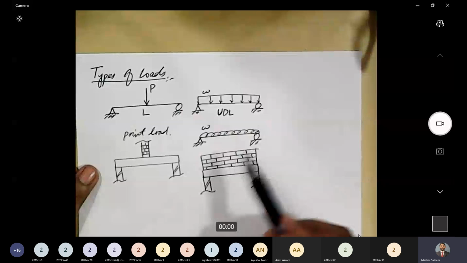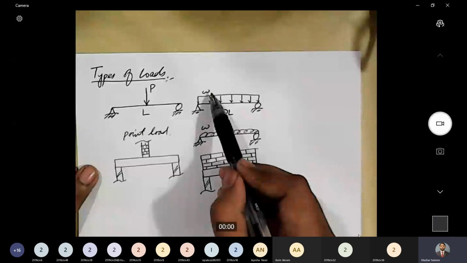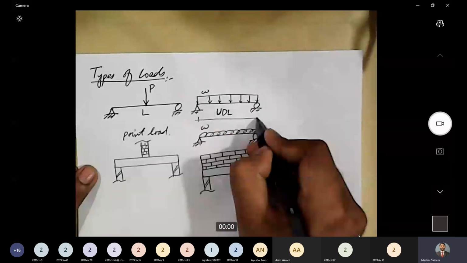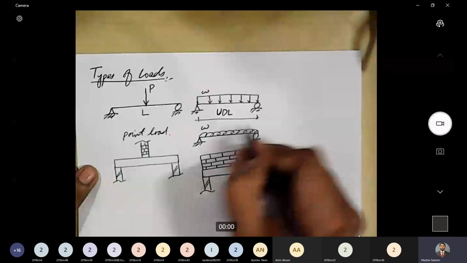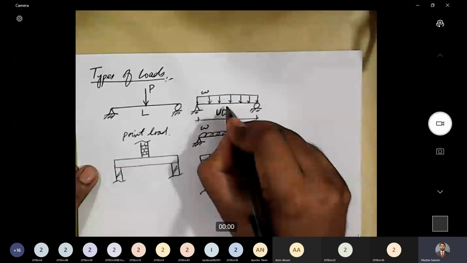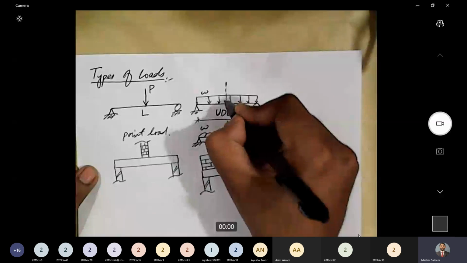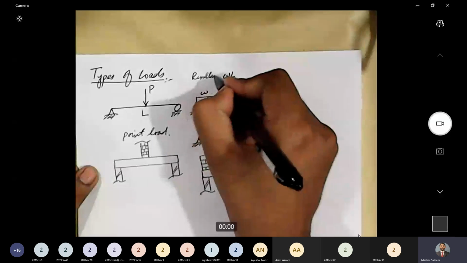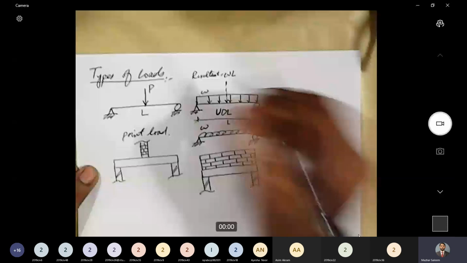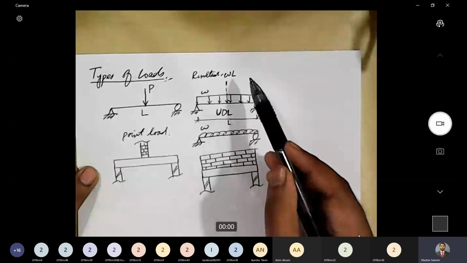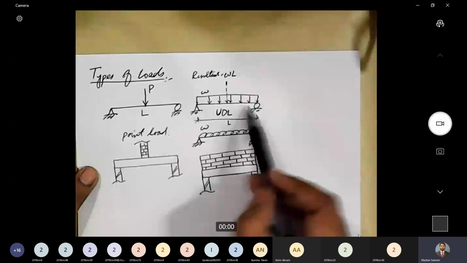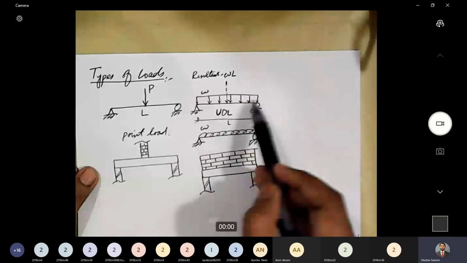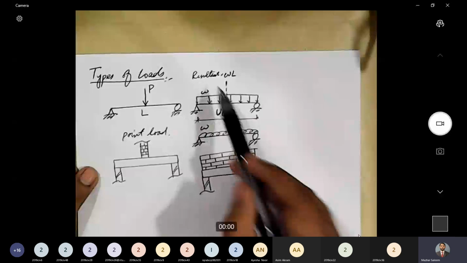And how do we calculate the magnitude of this uniformly distributed load? If we know the intensity of the load as omega, and the span of the beam is L, then the resultant of this uniformly distributed load will be omega L. This is the resultant. It is basically equal to the area of this rectangle. Omega is the vertical dimension of the rectangle and L is the horizontal dimension. So omega into L is the area of this rectangle, and that is the resultant of this UDL.